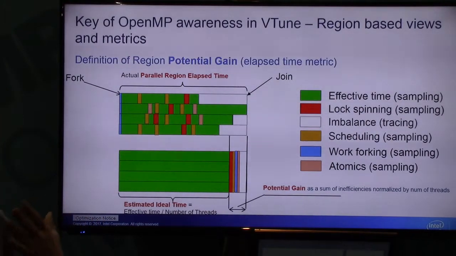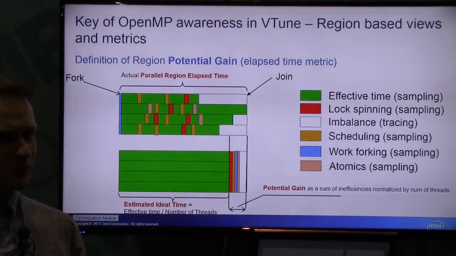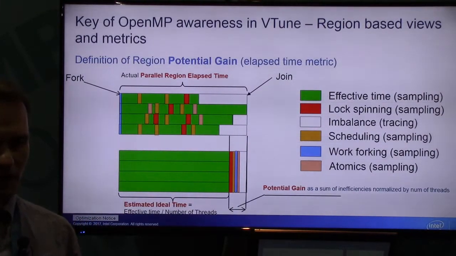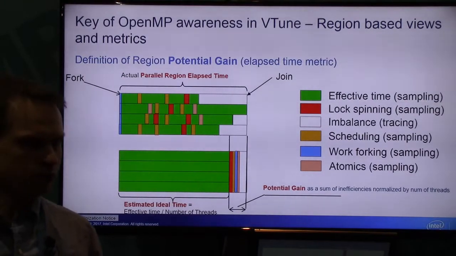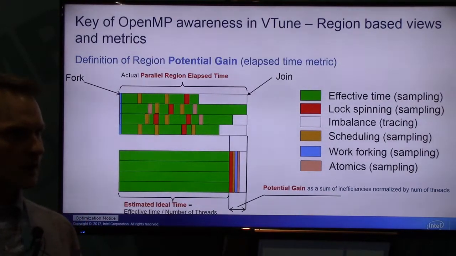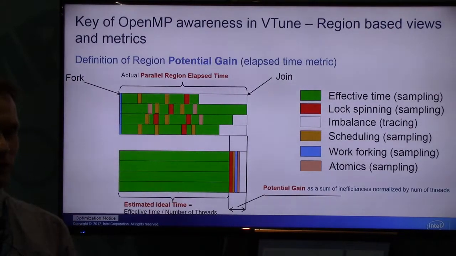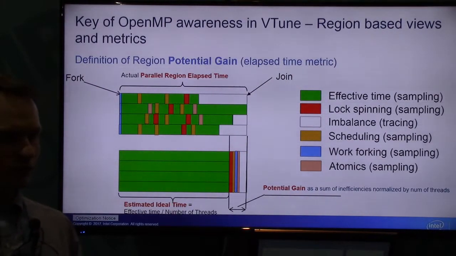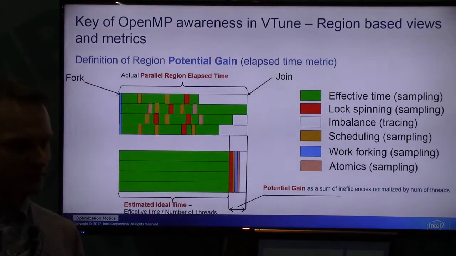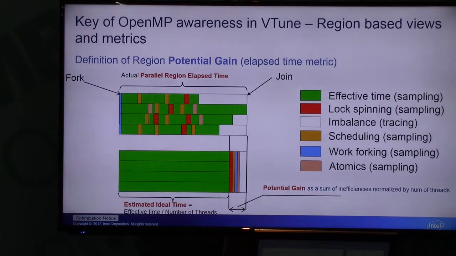Because if we show metrics in terms of CPU time, it might be difficult to understand the performance in elapsed time. For example, on many-core systems you might end up with more than 200 threads, and an imbalance of 2 seconds, if you eliminate it, might give just 0.0-something seconds of benefit. If you have just 4 cores, you might have 0.5 seconds of benefit. This is different, right? So it's important to show the metrics in elapsed time.